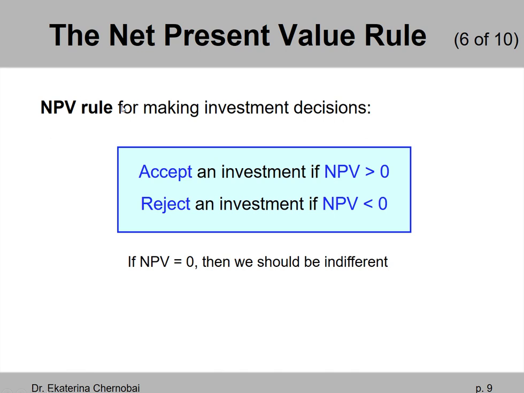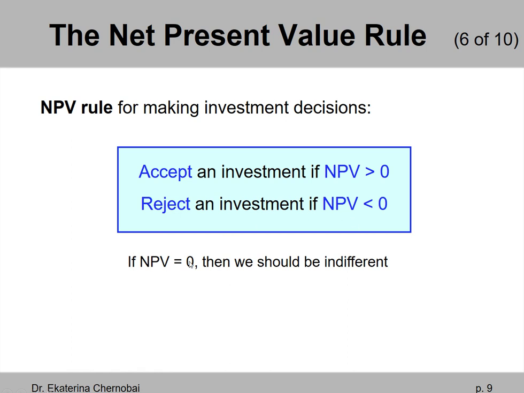And the NPV rule for making investment decisions is you should accept an investment if the net present value is greater than $0. Otherwise, if the NPV is less than $0, the investment project should be rejected. It's not worth it. So what does a positive NPV mean? It means that we are going to receive more money in the future than the amount that we would need to invest upfront. And a negative NPV means the opposite, that we would be spending more money upfront than how much would be coming in the future.